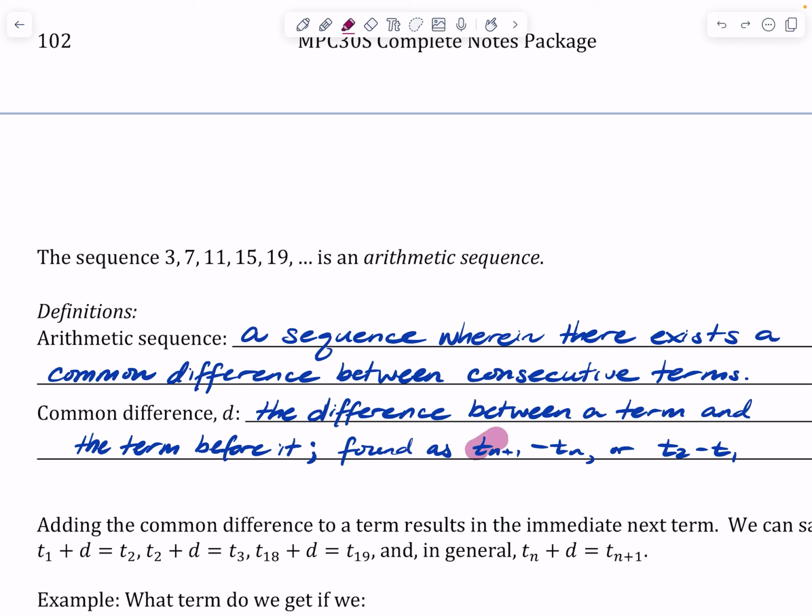And you could say that's t_n+1 minus t_n. So this term, n plus 1, comes right after the nth term. But you could also find it as t2 minus t1, or t4 minus t3, or t20 minus t19. Just take any term and subtract the term right before it, and you get the difference. When you add the common difference to a term, you get the immediate next term.